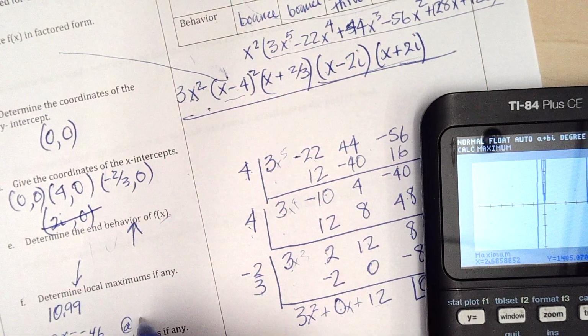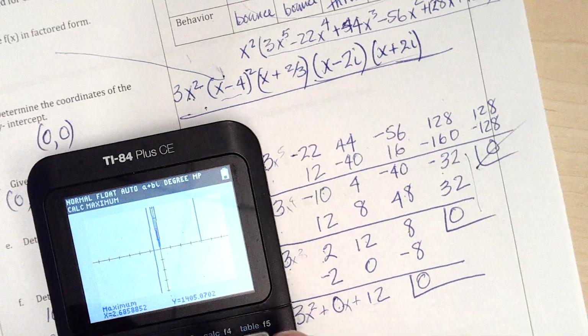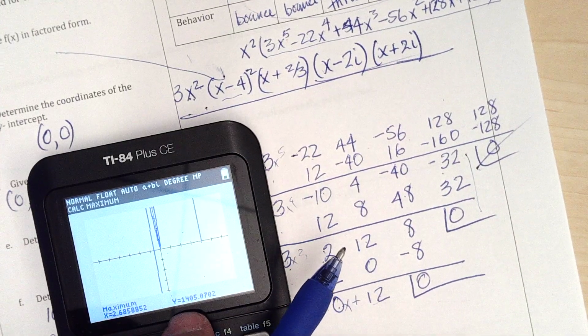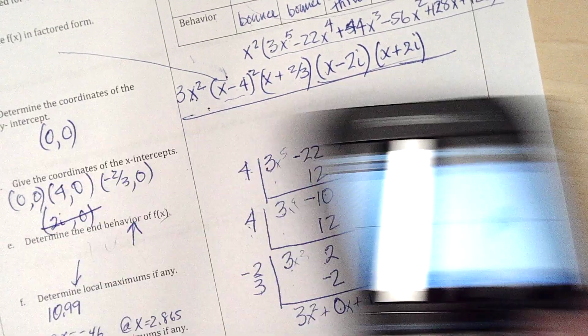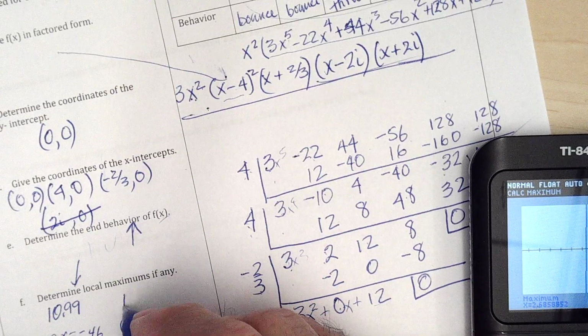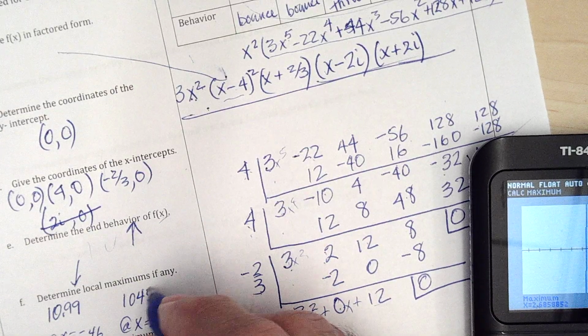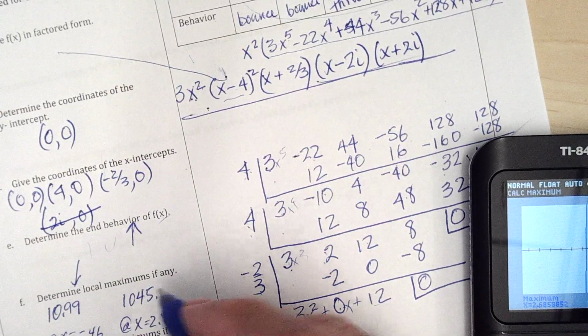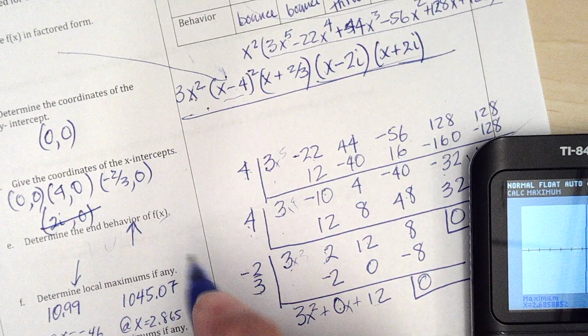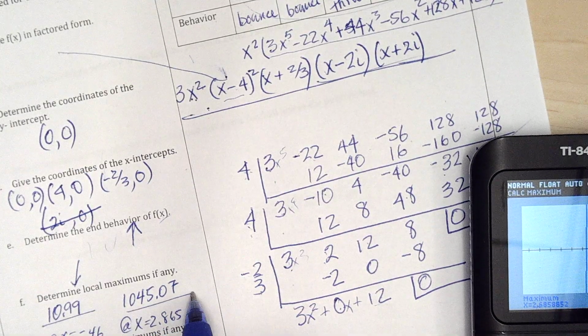at x equal 2.865-ish. But the maximum is 1,045.07, says my calculator. Those are the maximums. This is the x value where they happen at.